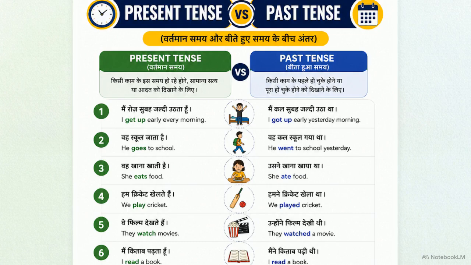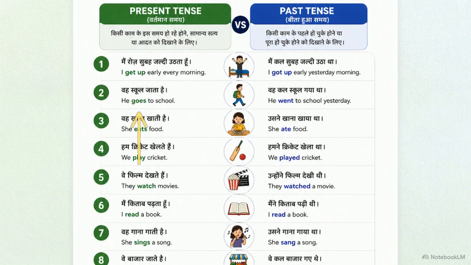Let's start building your list with the most common topic, your morning routine. In row 1, the daily habit is get up, as in, I get up early every morning. But to describe what happened yesterday, the verb changes entirely to got up. Write down the next 2 rows as well. When discussing someone going to school, the present habit goes transforms into the past action went. Similarly, the daily act of eating, eats, becomes the completed action ate.